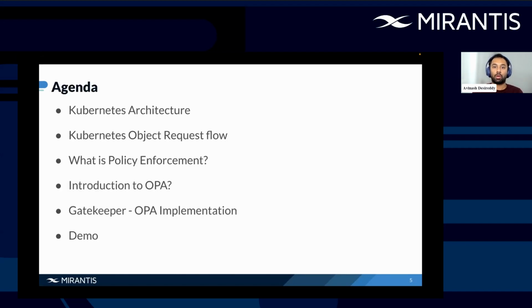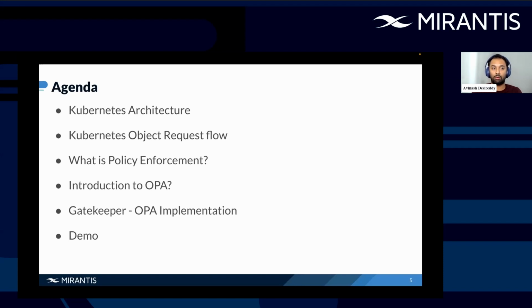So here is a quick overview of how this particular talk is structured. First, we'll start with the high-level Kubernetes architecture because it's the core building block of our discussion. From here, we'll understand how a Kubernetes object is created, mainly the request flow from when a user types a command like kubectl apply to how an object gets persisted. We'll look at it at a very high level and not dive deep into it.